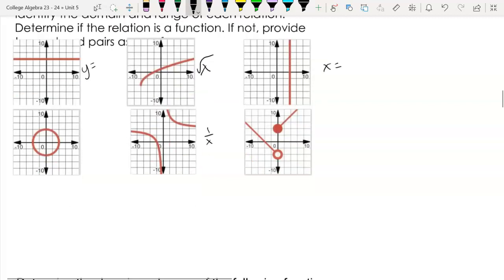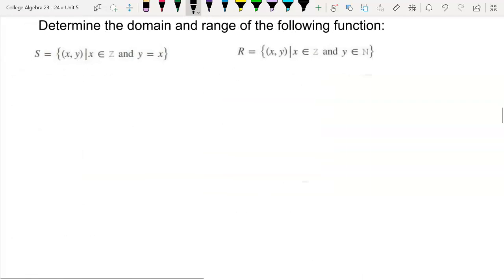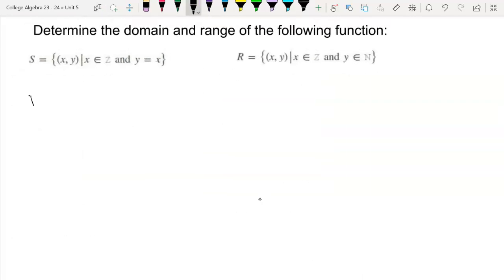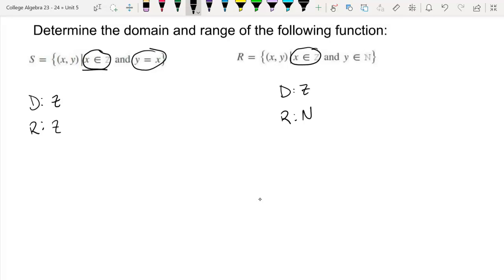I was going to do those practice problems, but I'm not too worried about them on this one. You do see this. Again, this will be on the Hawks. But for the domain of this one, it tells you x belongs to Z. So the domain is Z. And it says y is equal to x. So the range is also going to be Z because it's equal to the same thing. This one over here, again, they just tell you what it is. Domain is Z. Range is N, because it says y belongs to N.